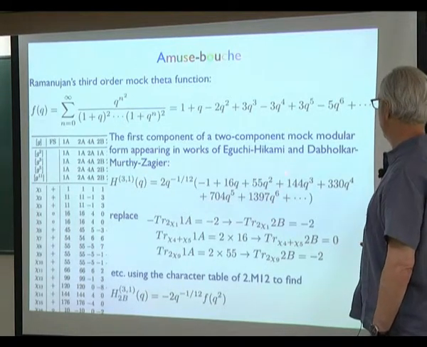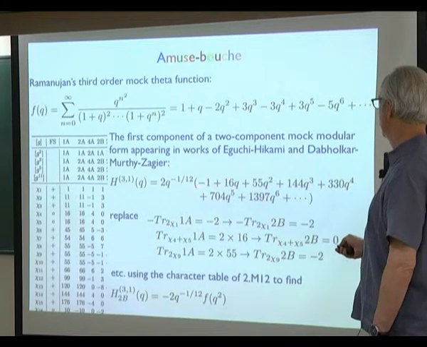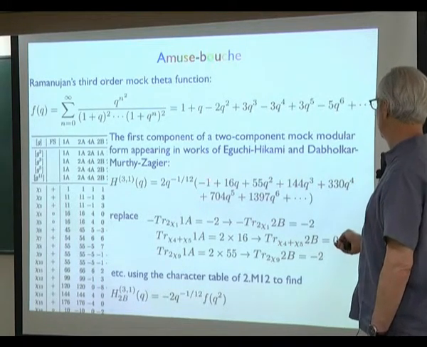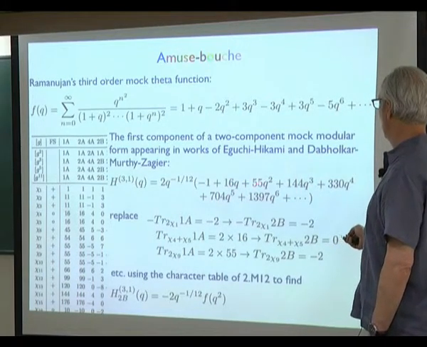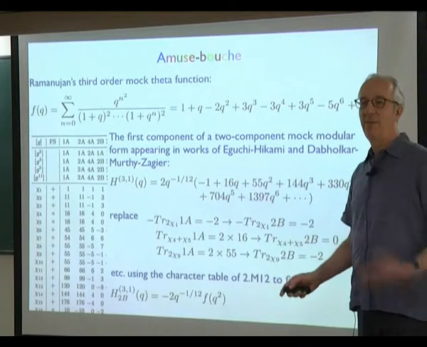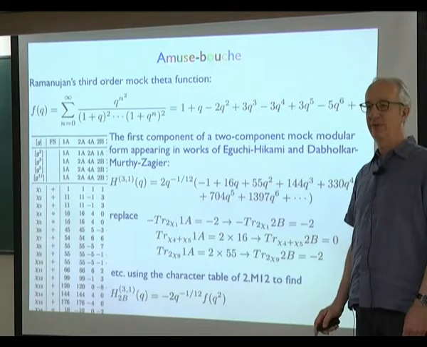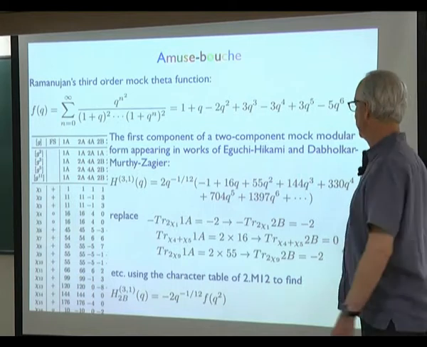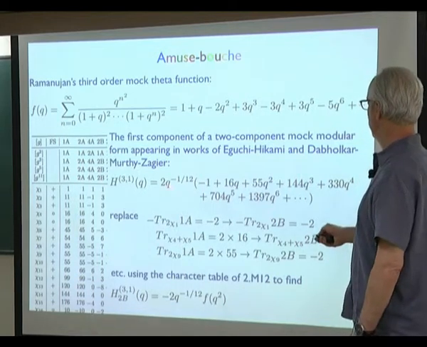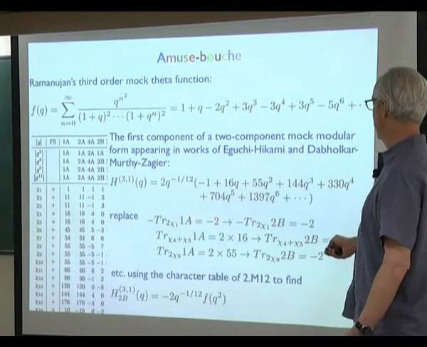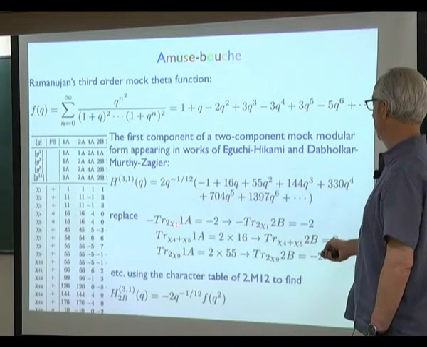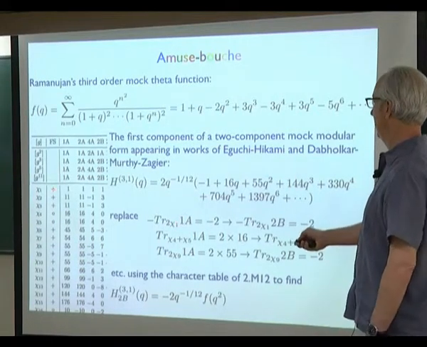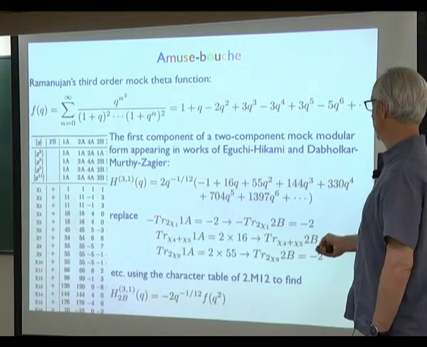So now let's consider the following manipulation. Take each one of these numbers. The first is 2 times minus 1, then 2 times 16, 2 times 55, and replace this number by the representation of the group with that dimension that's suggested by this decomposition. So the minus 2, the 2 times minus 1, I can think of as the trace of the identity element, the 1A conjugacy class, in 2 copies of the one-dimensional representation, up to a minus sign.